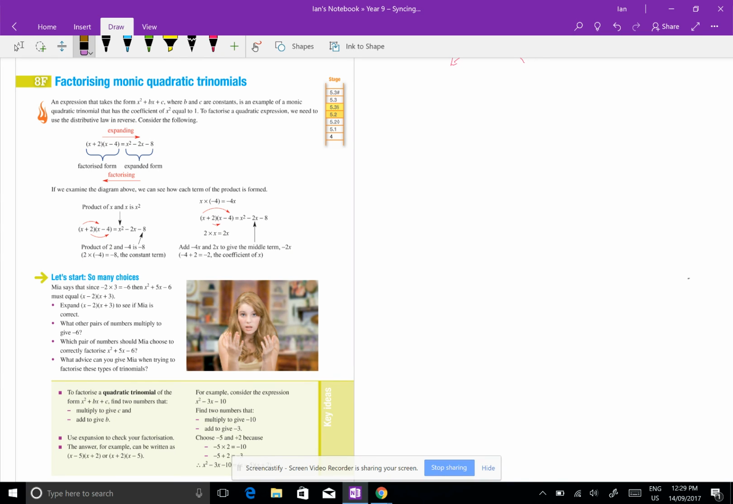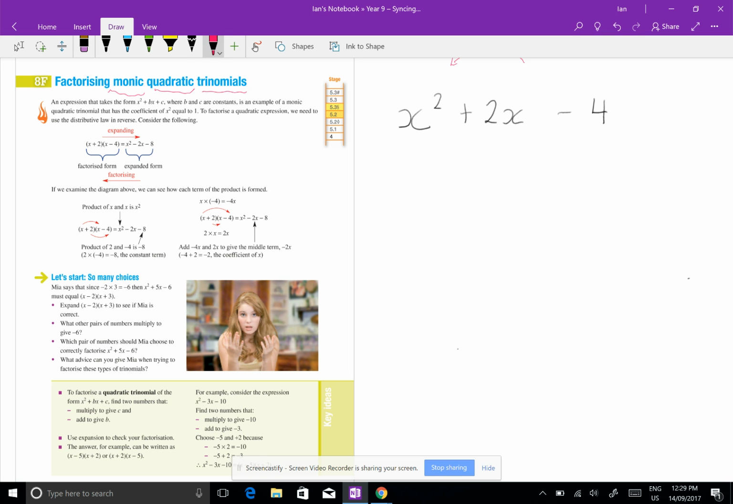Righto, Year 9, let's have a look at the next exercise, exercise 8F, factorising monic quadratic trinomials. First of all, let's have a look at these words, monic and quadratic trinomials. Now, monic just refers to the number in front of the leading term. So let's make up an expression, x squared plus 2x minus 4. Now, that is a quadratic trinomial.